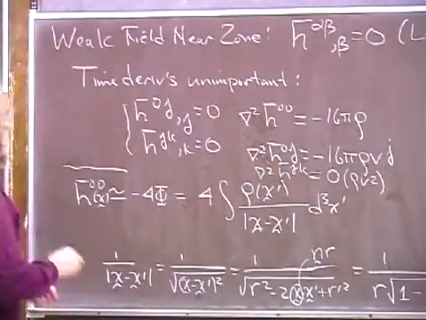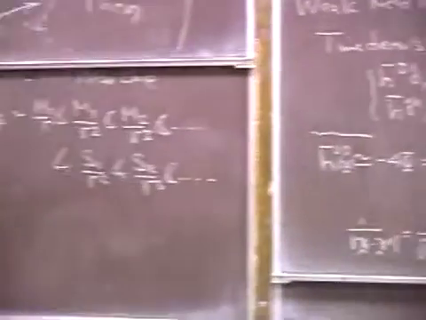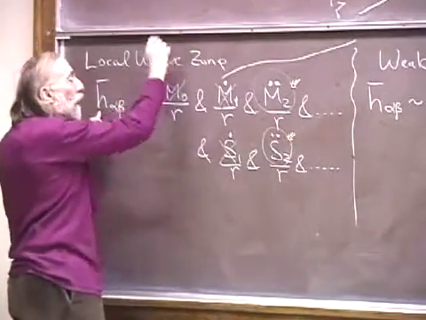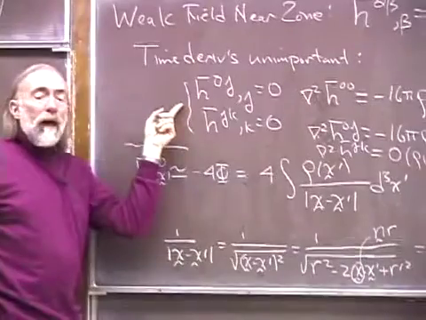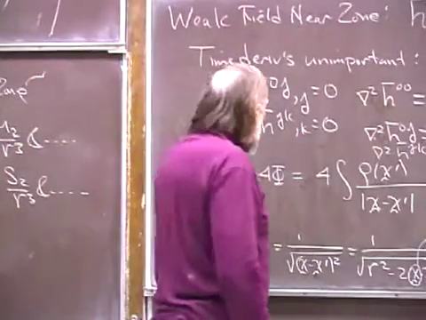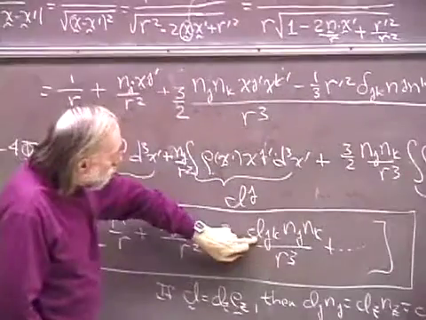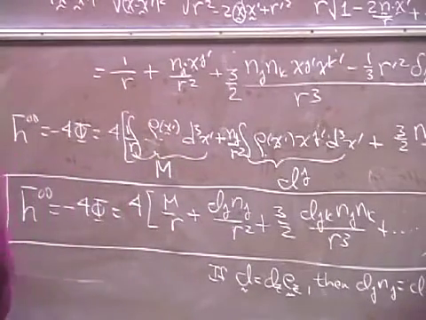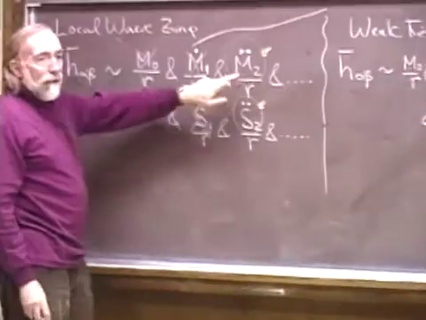So if we want to see how the mass quadrupole moment feeds into and generates gravitational waves in the local wave zone, we have to begin with h bar 0,0, that has this form for the mass quadrupole moment. How do we get from there to an h jk transverse traceless that has that form?